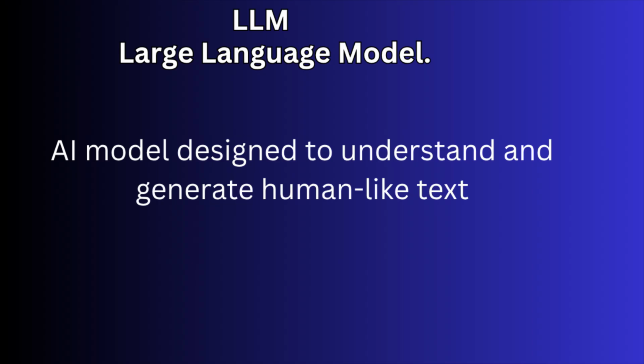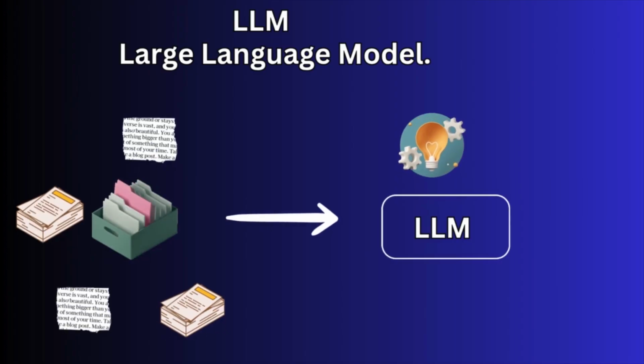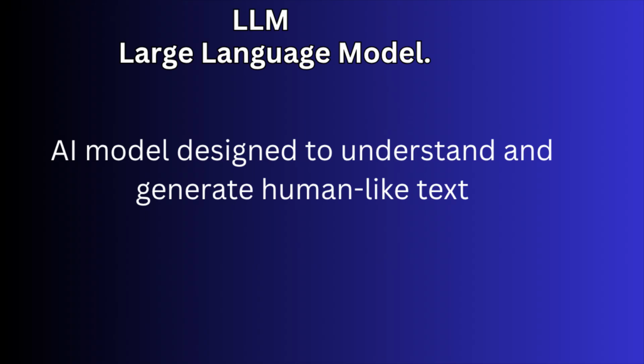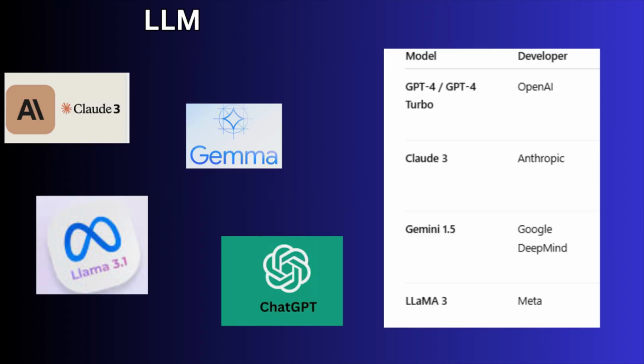LLM stands for Large Language Model. It's an AI model designed to understand and generate human-like text. These models are trained on massive amounts of written content: books, websites, conversations. That's why they're called large language models. Some popular examples of LLMs include ChatGPT, Gemini, Llama, and Claude.